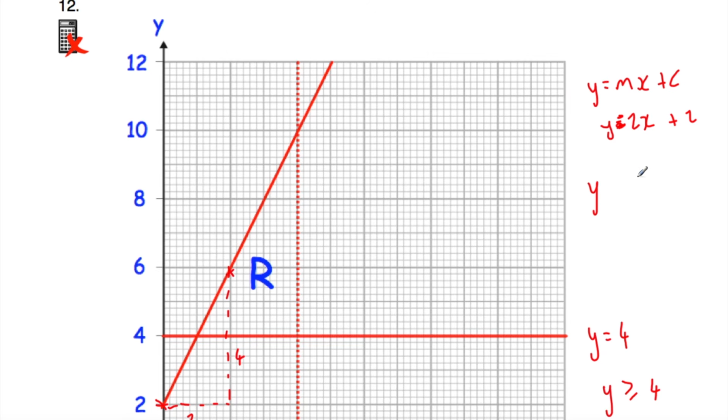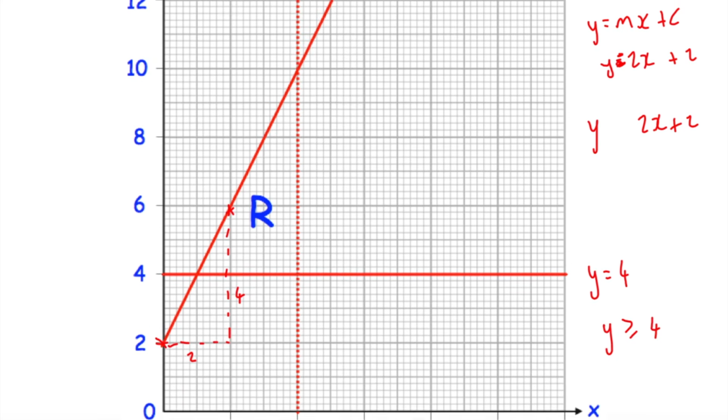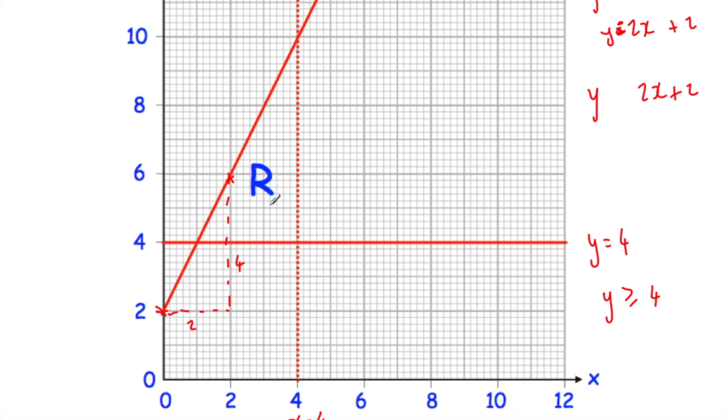Now we need to figure out, in terms of the inequality, it's going to be y and something, 2x plus 2. We need to figure out which way around the sign is going to go: is it going to be greater than or equal to, or less than or equal to? I've said equal to in both cases because it's a solid line. Okay, so let's choose a point that's not on that line. I'm going to choose a point in the region that we want it to be. So I'm going to choose the point here, (3, 6), where the x-coordinate is 3 and the y-coordinate is 6.